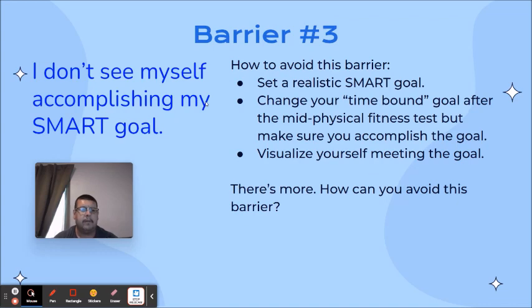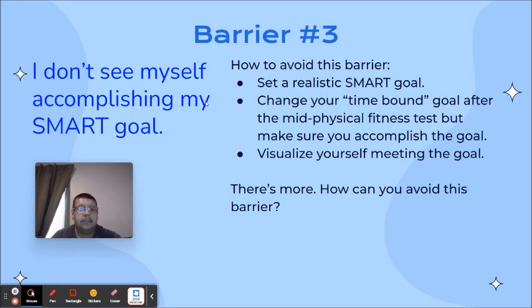This is barrier number three. It says, I don't see myself accomplishing my SMART goal. This is very similar to number one. You set a SMART goal, but you still are saying, I don't see myself accomplishing my SMART goal. How can you avoid this barrier? Set a realistic SMART goal. Set it where you feel that it is real and achievable to you.